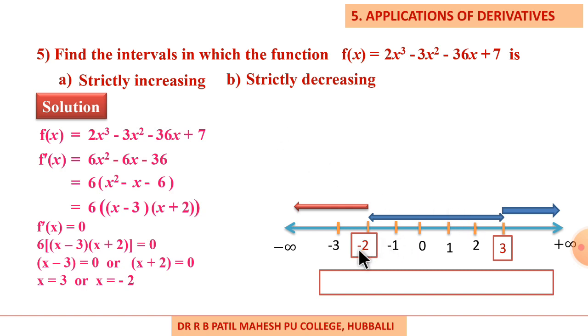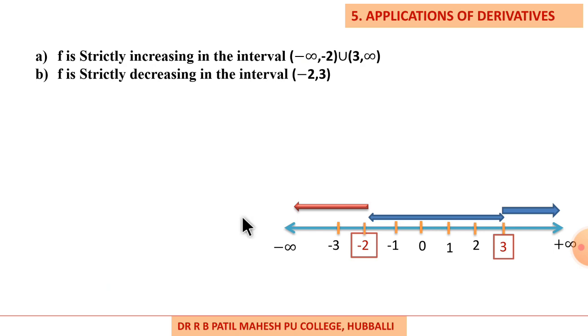So for these two intervals, the first and the third one, f dash of x is positive, that is strictly increasing. And for the second interval, you will get f dash of x is negative, that is strictly decreasing. So by using this, we can write directly here f is strictly increasing in the interval minus infinity to minus 2 as well as 3 to plus infinity.